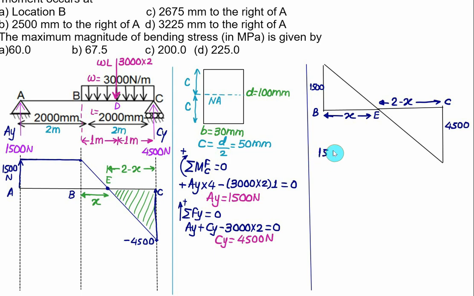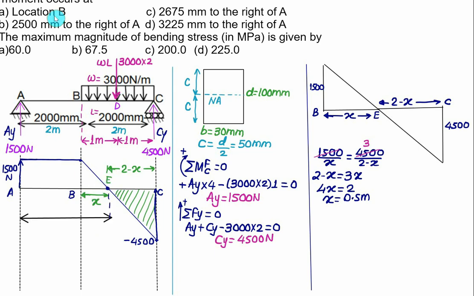So we have 1500 divided by x is equal to 4500 divided by 2 minus x. 1500 and 4500, 3 is left. Now we can cross multiply. So we have 2 minus x is equal to 3x, that is 4x is equal to 2. So we have distance x equal to 0.5 meter. 0.5 into 3000 is 1500, that is correct.